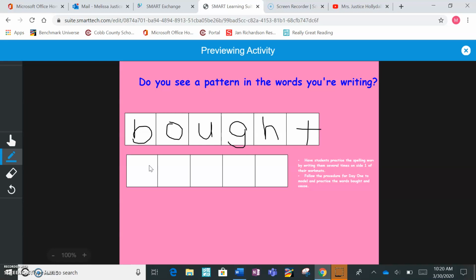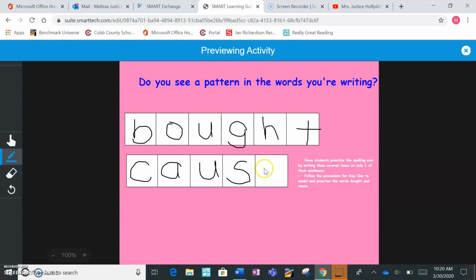K-aws. Let's write that K. We're at the beginning of a word, so it's probably going to be a C. And then we've got the aw, which this time is going to be an A and a U. Cause. Yep, that's going to be an S.